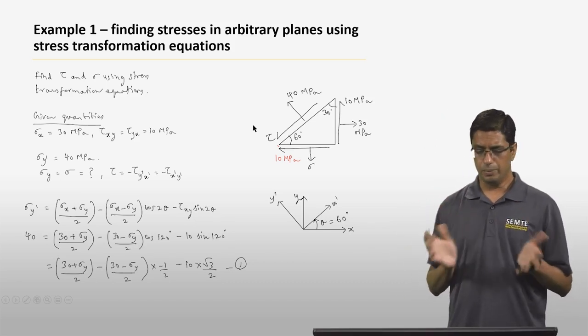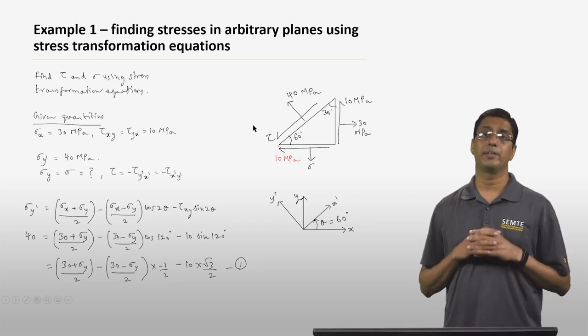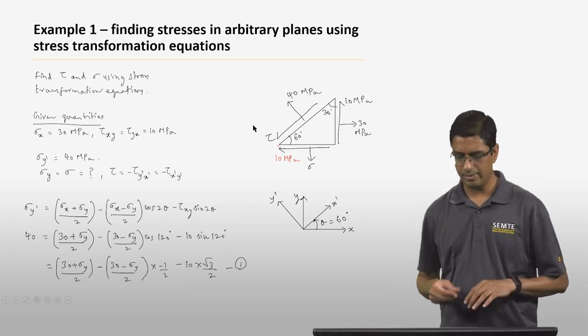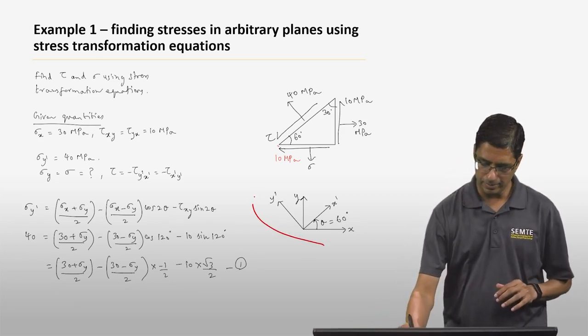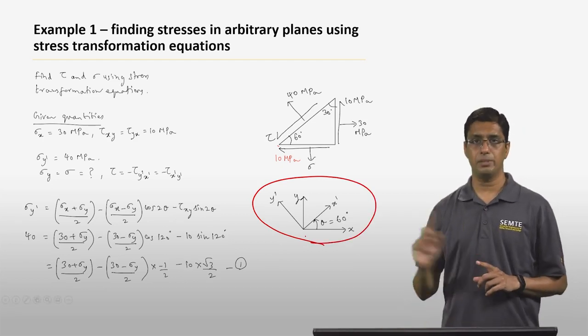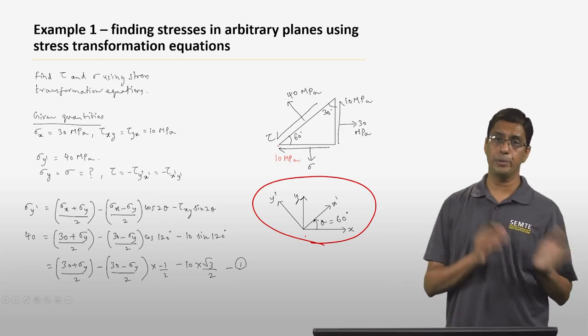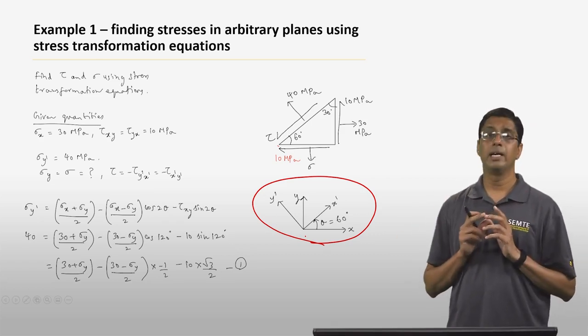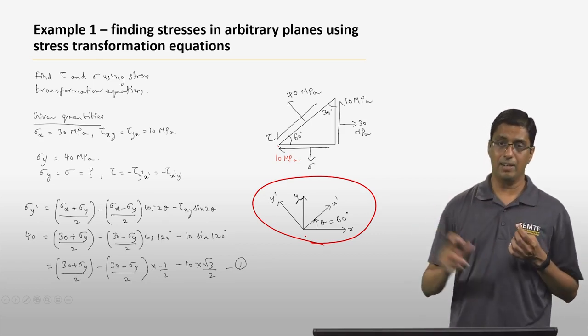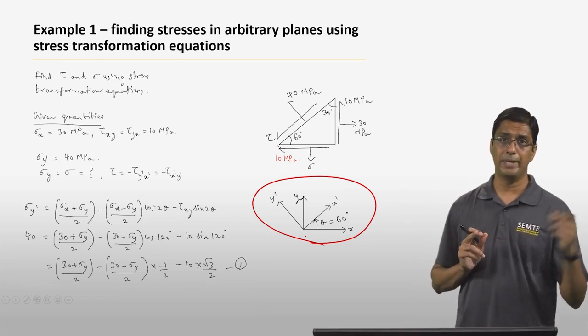Okay, so first thing we need to do is define our coordinate system. In this case, I have defined my coordinate system in this way. So x is pointing to the right, y is pointing up, and my new coordinate system, x prime, y prime, is essentially aligned along the inclined plane and perpendicular to the inclined plane.